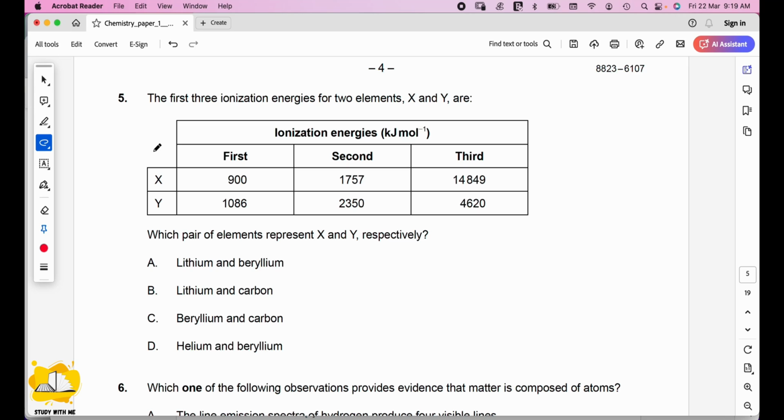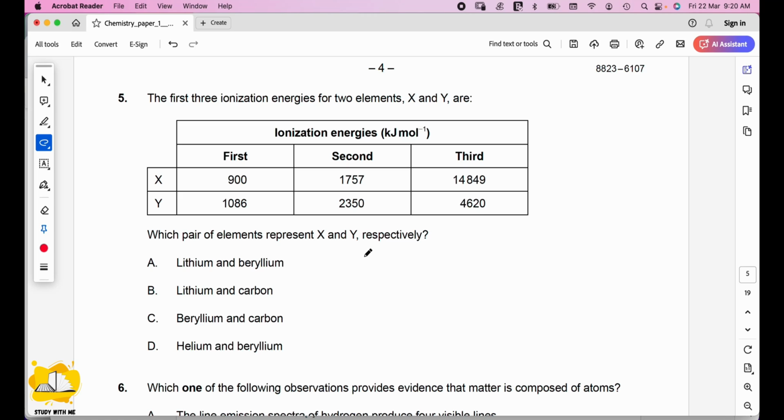Alright, so for number 5, these are the ionization energies. To know which one is X and which one is Y, we need to see which one has a high jump between the second and third. So we can check X, is it lithium or beryllium or carbon or helium, and Y respectively.